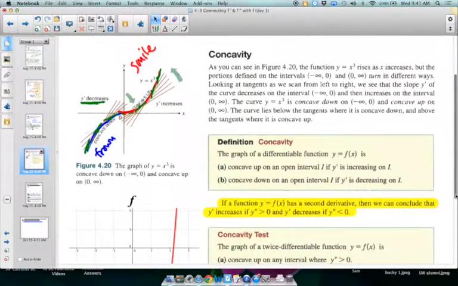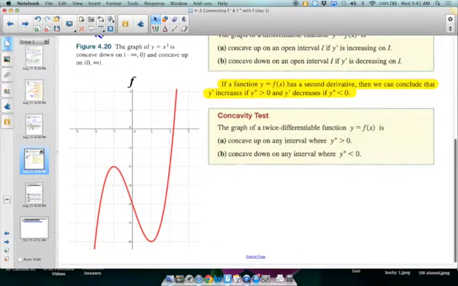So let's take a look at our function. Do we have a definite frown part? And do we have a definite smile part in our function? Yes, no? Where's the frown part? Where does it approximately start and approximately end? What part of that function looks like it's a frown? Okay, so maybe starting at -2 and going to where? -1? Okay.